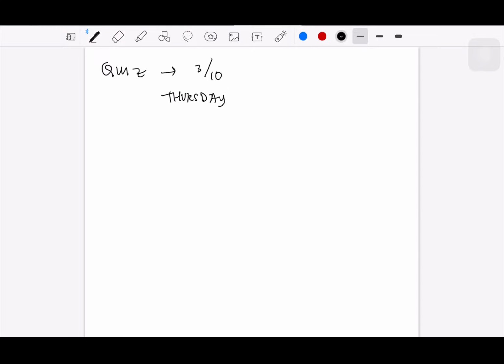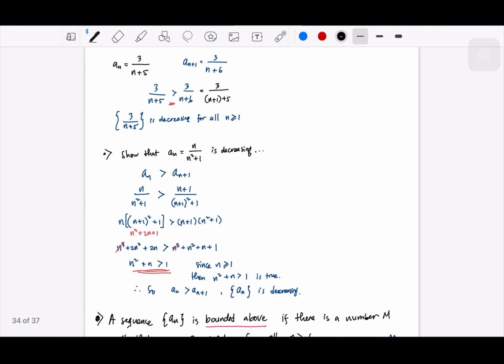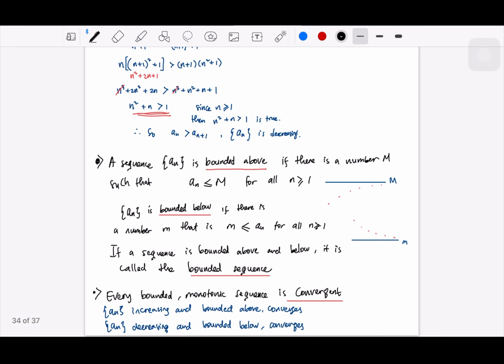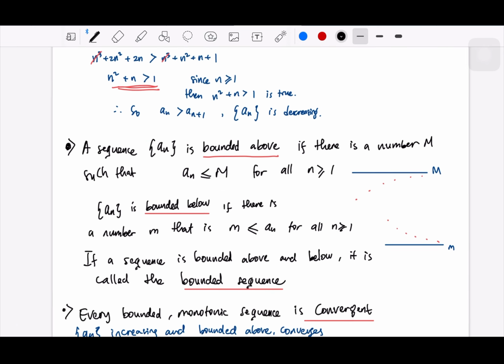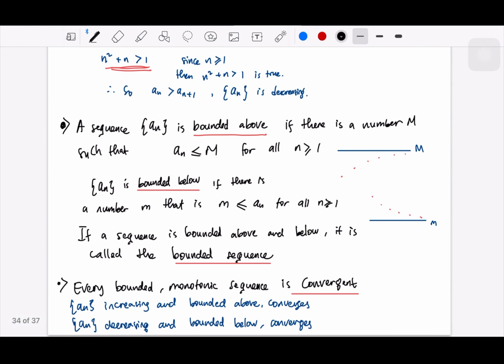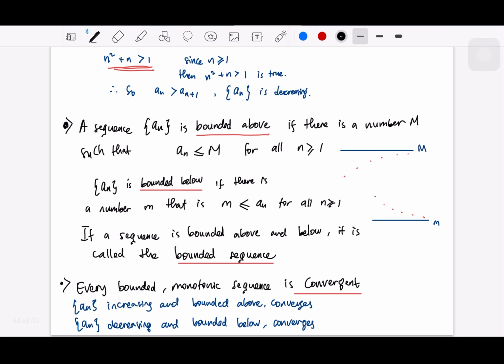Okay, I think I need to go back a little bit and look at what we have done, at least at the end here. We now have the convergent. Okay. So every bounded monotonic sequence is convergent.